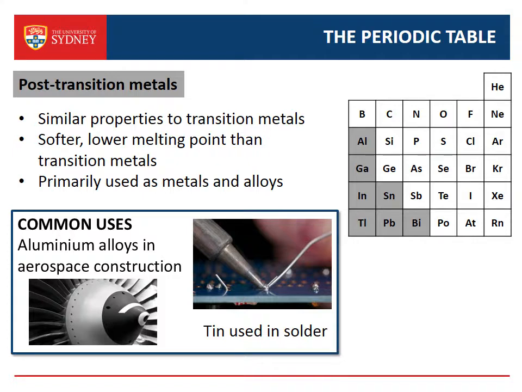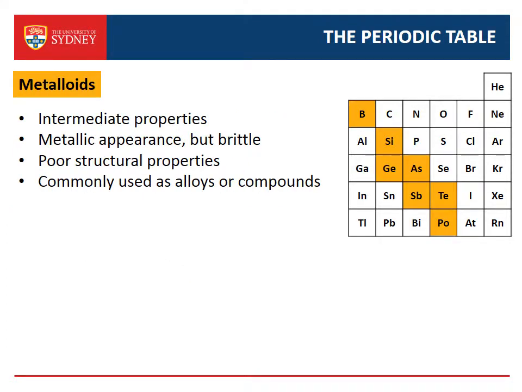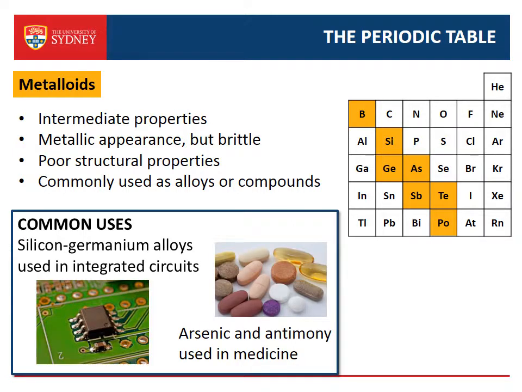The exact designation of which elements are metalloids is debatable, but they do lie between the metals and the non-metals in the P block. The metalloids, or semi-metals, have properties between those of metals and non-metals. For example, they tend to be metallic in appearance, but they are brittle. They have poor structural properties, so they're most commonly used as alloys or as compounds. For example, silicon-germanium alloys are used in integrated circuits.